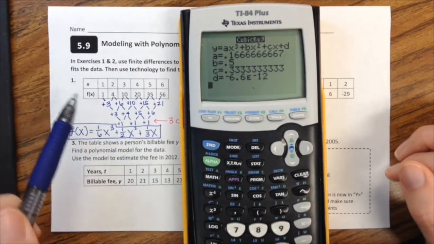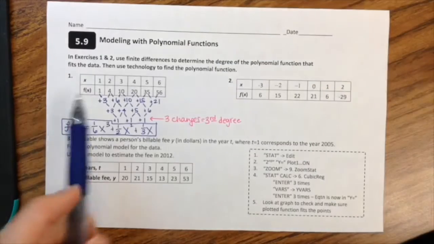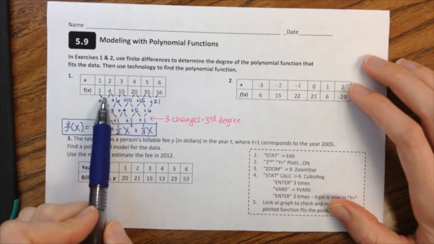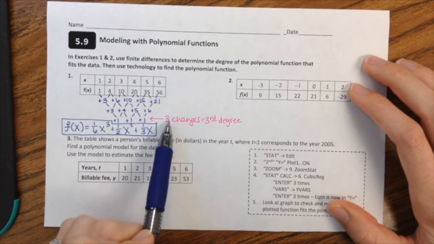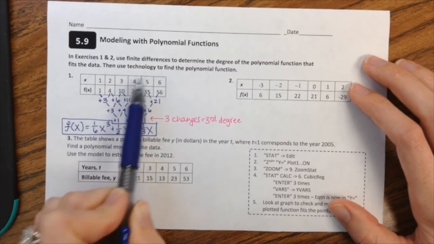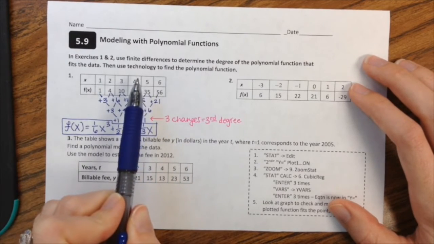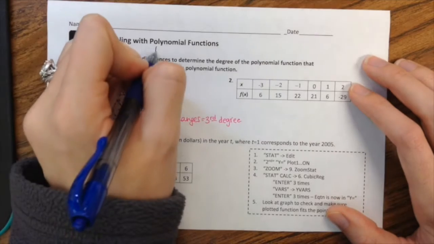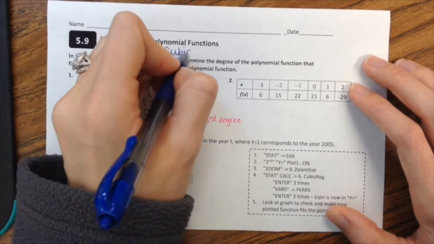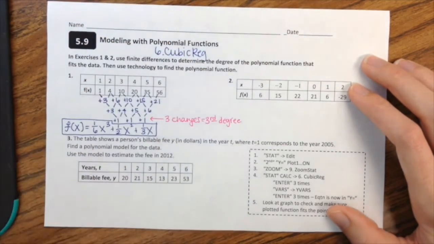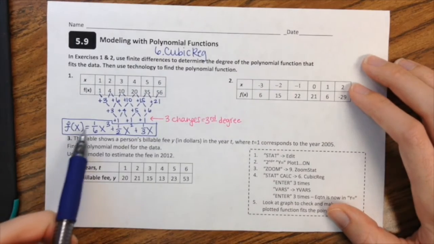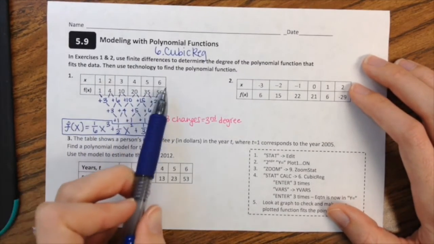So to recap what we did in number 1, we counted the finite differences 3 times, so we knew therefore it was a third degree function. We put this entire table in stat edit. We went to stat calc 6, cubic regression, because we're talking about cubic functions, and we got this function that represents these data points.